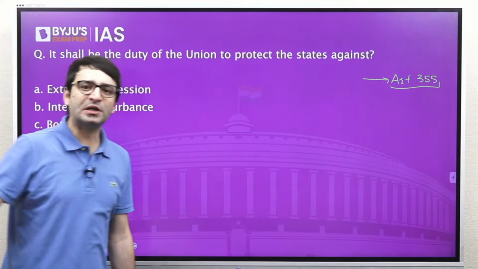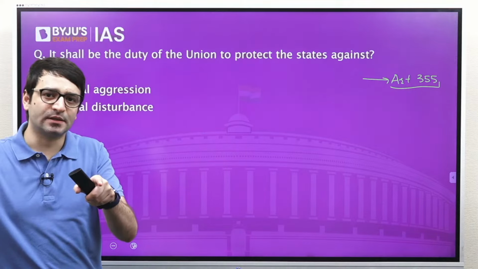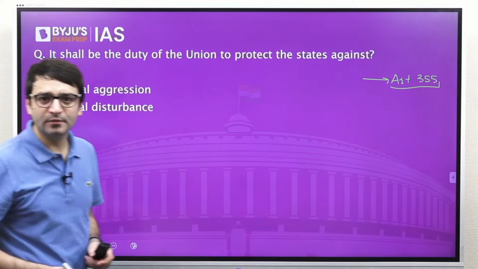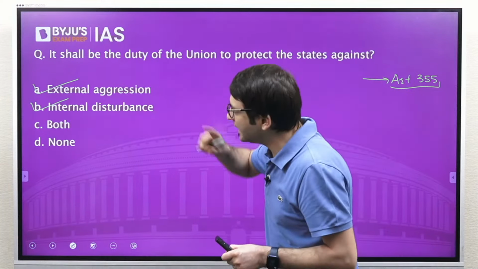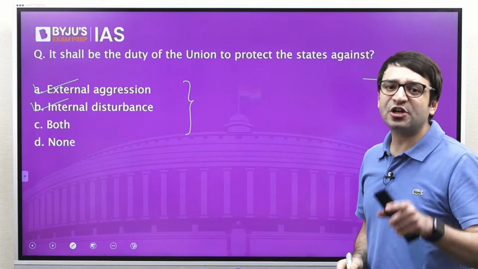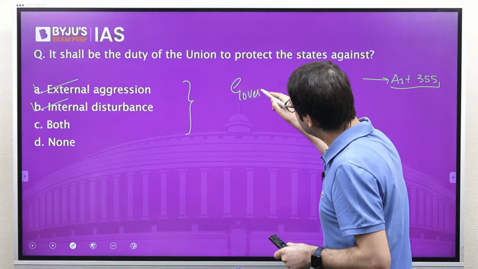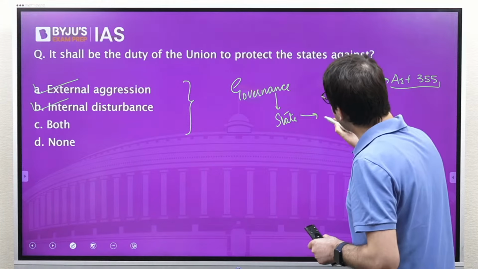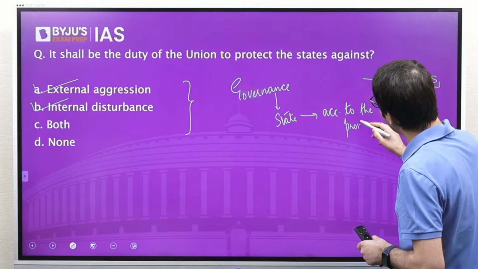What is this duty? There is a duty on the state that you have to protect the state from external aggression as well, from internal disturbance as well. It's a duty on the center, on the union, that you have to protect the state from external aggression, from internal disturbance as well. And at the same time, there shall be a duty on the union to ensure that governance in every state is carried out according to the provisions of the Constitution.